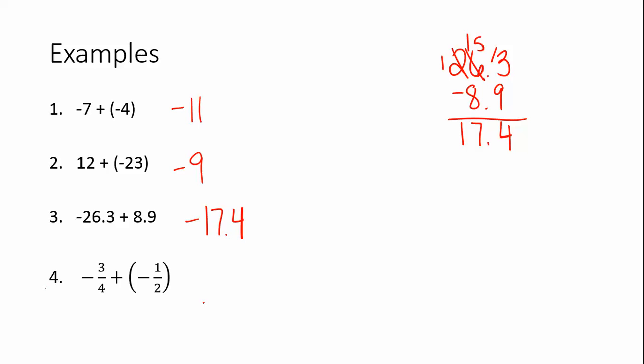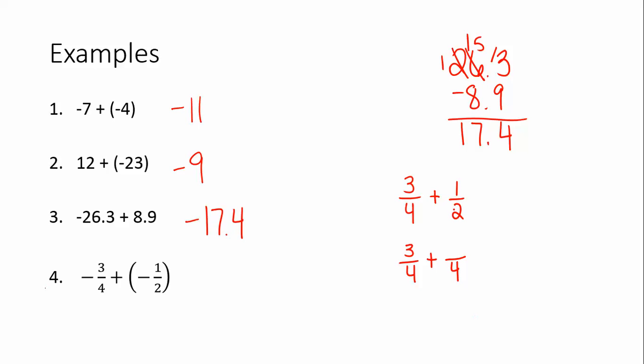Example 4, we have -3/4 plus -1/2. These are fractions. They are both negative. So since the signs are the same, we're going to add the fractions. In order to add fractions, you must have a common denominator. Our common denominator is going to be 4. So we need to change the 1/2 to a fraction with a denominator of 4.